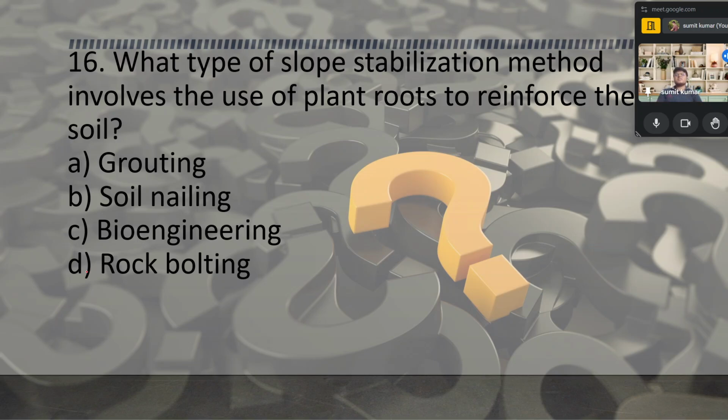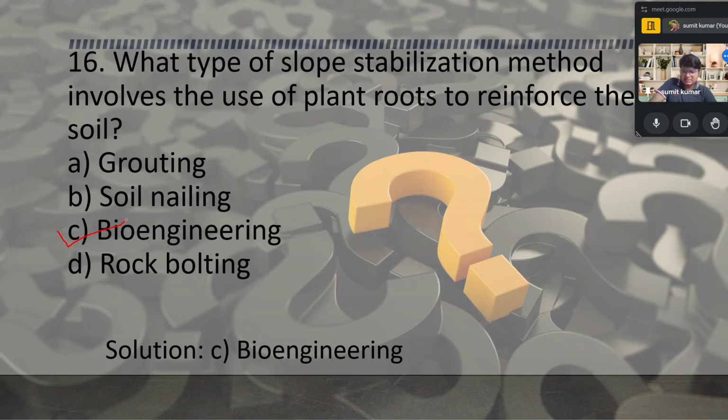Okay. Now our next problem is: what type of slope stabilization method involves the use of plant roots to reinforce the soil? Grouting, soil layering, bioengineering, rock bolting. So bioengineering is the correct answer.